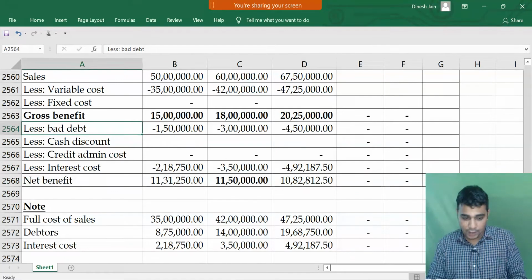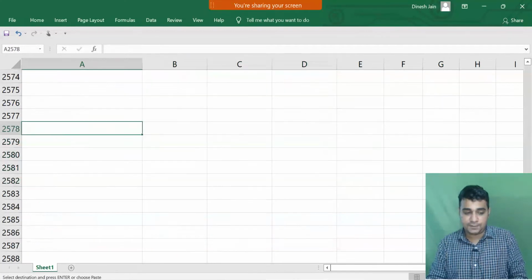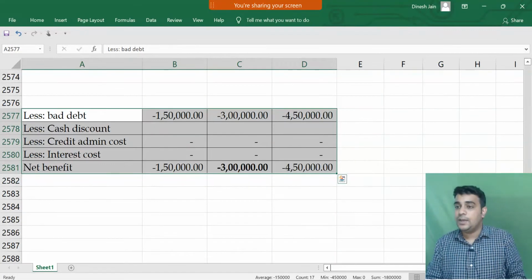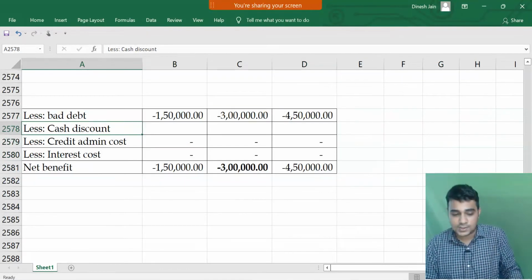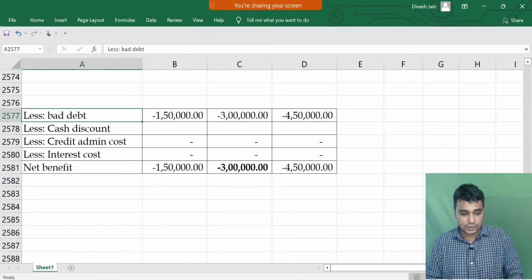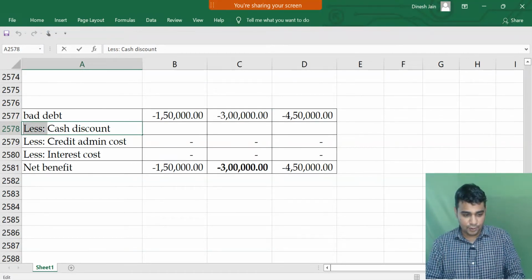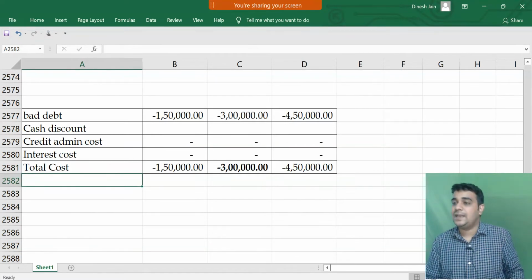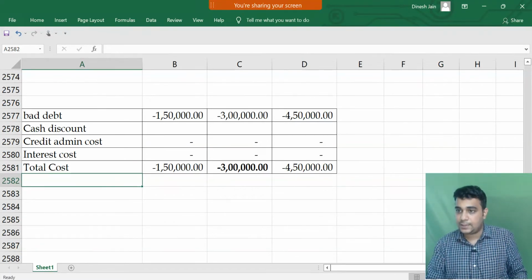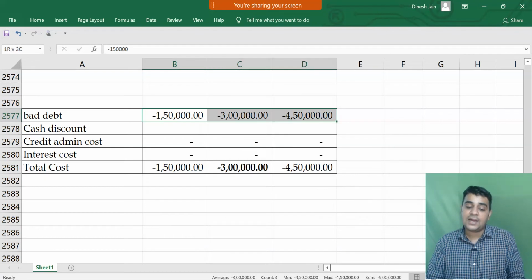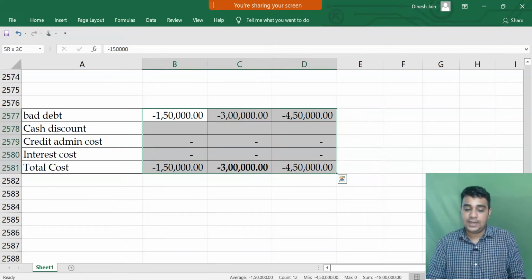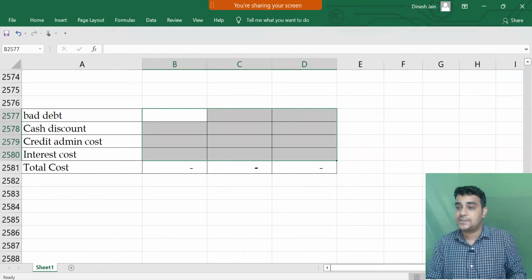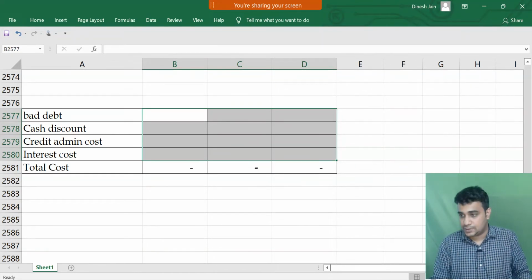We are going to do it in the same format, but our focus will only be on this part: bad debt, cash discount, credit administration, interest cost, and there's no concept of net benefit. So we'll call it total cost. Cash discount is there in this question. We will select the plan which has the lowest cost. And when you estimate debtors in this question, that estimation will happen only on the basis of the collection period. In this question, you don't have a choice.